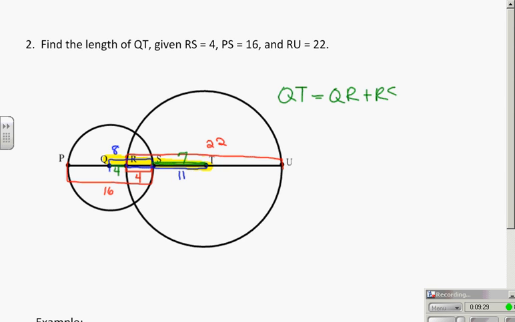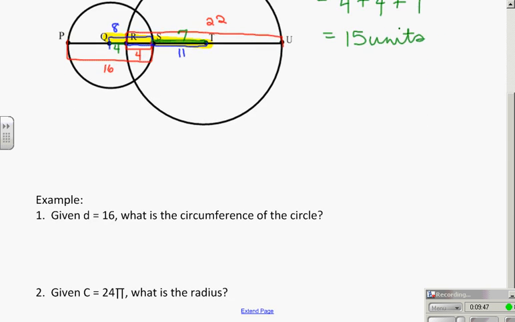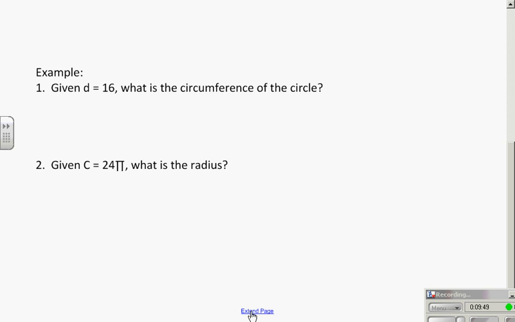So if we use our parts to whole, QT is equal to QR plus RS plus ST. And if I drop in my values, making sure I don't have any overlap, I find out that the length of that is 15 units.